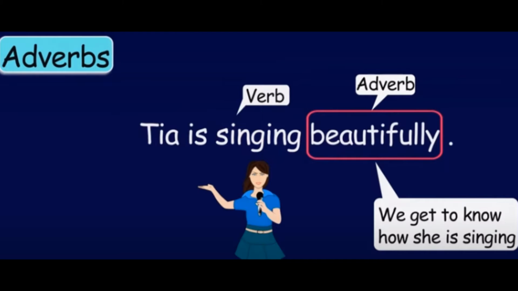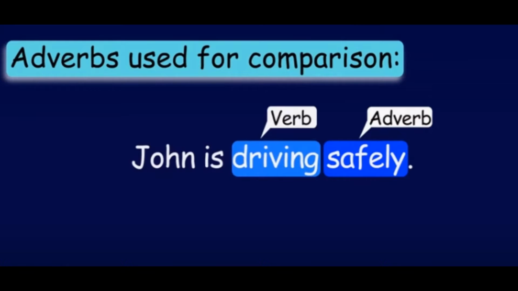So what is the adverb here? Slowly. Tia is singing beautifully. We get to know how she is singing: beautifully. So beautifully is the adverb here. Okay. So whenever you are reading a sentence, you have to ask the question how and you'll get the answer. Next sentence, John is driving safely. So how is John driving? John is driving safely. So safely is the adverb here.